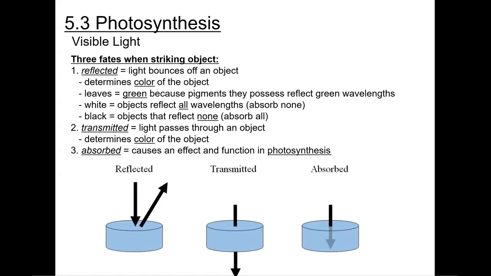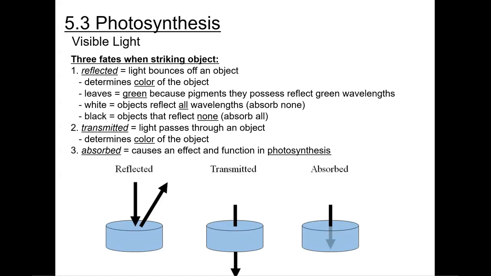So leaves are green because the pigments they possess reflect green wavelengths. If you were to put a plant under green light, well, it's reflecting green light back, so it's not going to be able to use that light to photosynthesize. So that plant will die. White is going to be objects that reflect all wavelengths, but they don't have any of that color in them. So they absorb none.